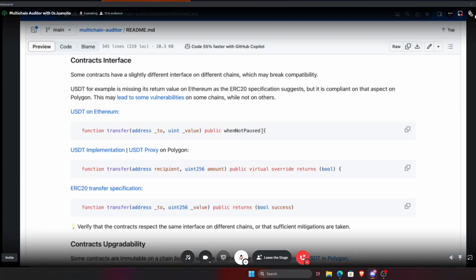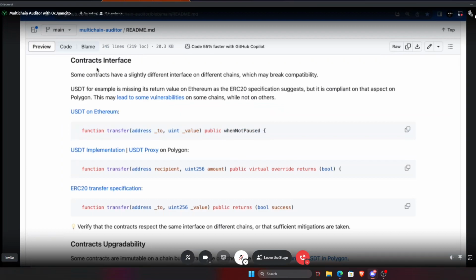And if the token doesn't return a value, the function will revert. So if you don't take this into account, you might expect this token to return a Boolean. You might want to check it, but you will find that this function will revert if you are not mindful about that. So you can use safe transfer, or if you are sure that you are using USDT on Ethereum, you can just use this interface.